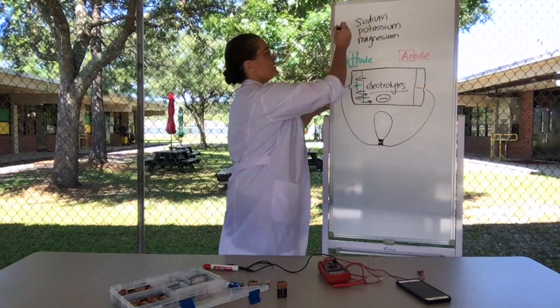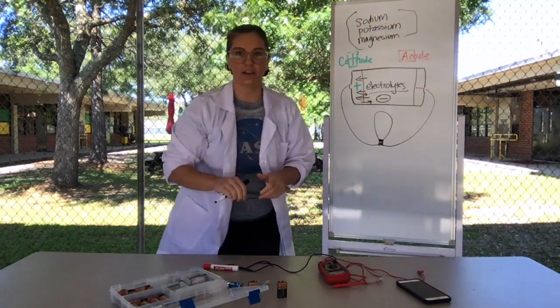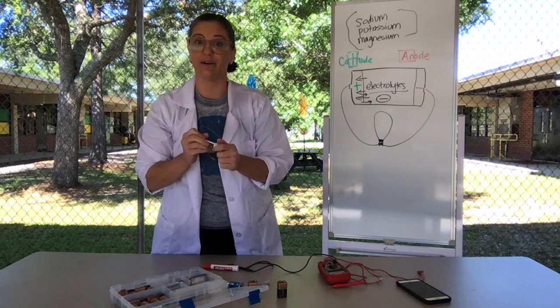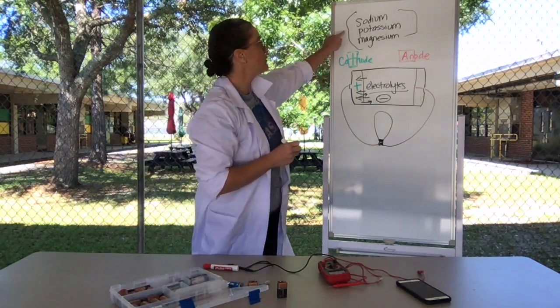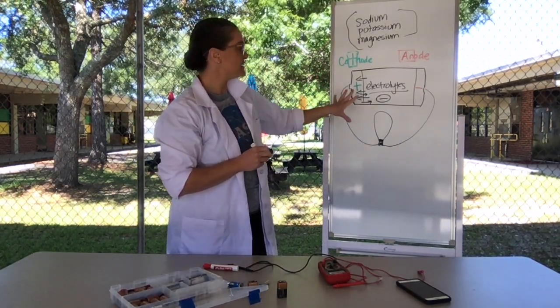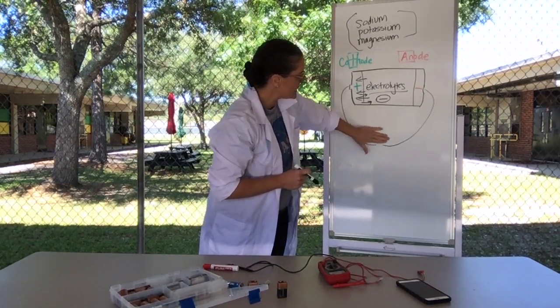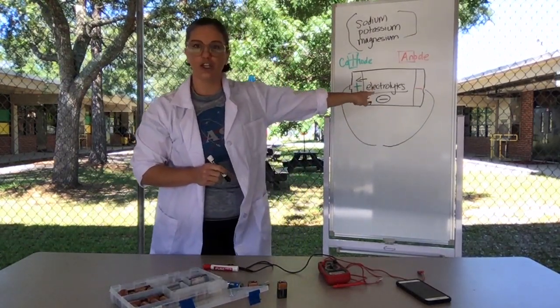Okay, so these are the most common types of electrolytes. Those of you guys that drink a lot of Gatorade, it does have electrolytes in it, but it also has a lot of sugar. So when you're looking for a good electrolyte, you want to do this. But this is what your body does. Your body sends a signal to your nerve using electrolytes.